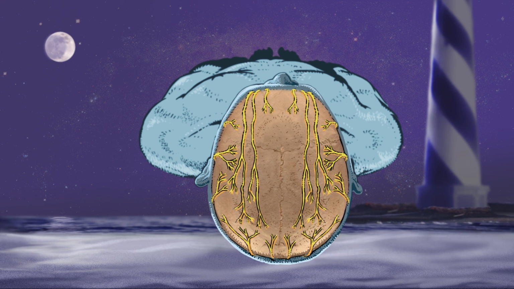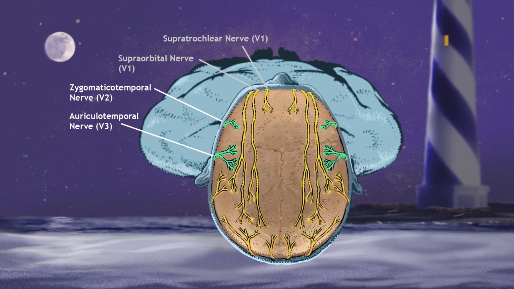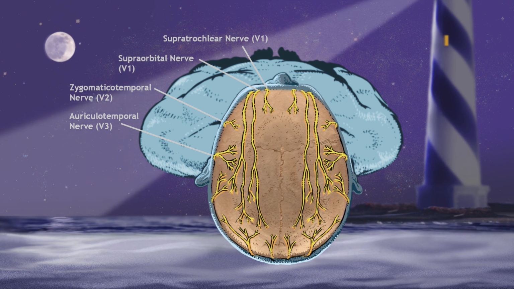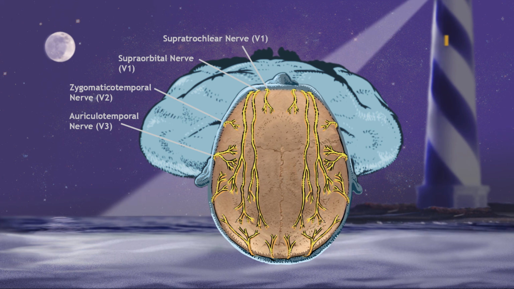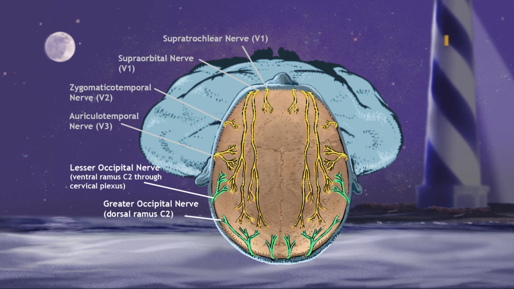Anterior to the ear, we can recognize the supratrochlear and supraorbital nerves, both of which are branches of the ophthalmic division of the trigeminal. We can also recognize the zygomaticotemporal nerve, a branch of the maxillary division, and the auriculotemporal nerve, a branch of the mandibular division. Posterior to the ear, we can recognize the greater occipital nerve and the lesser occipital nerve.